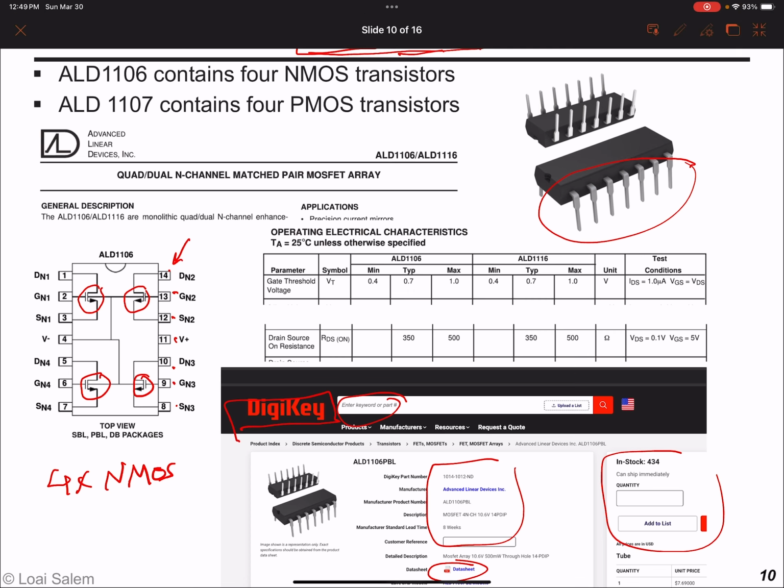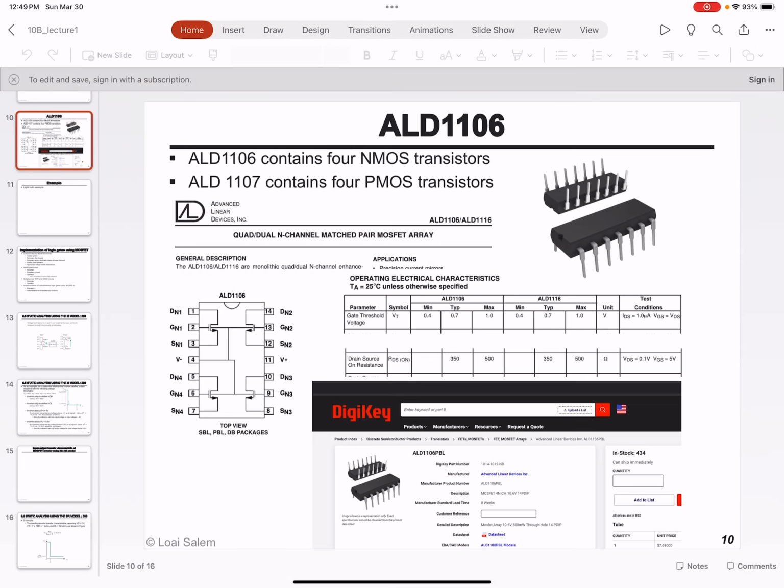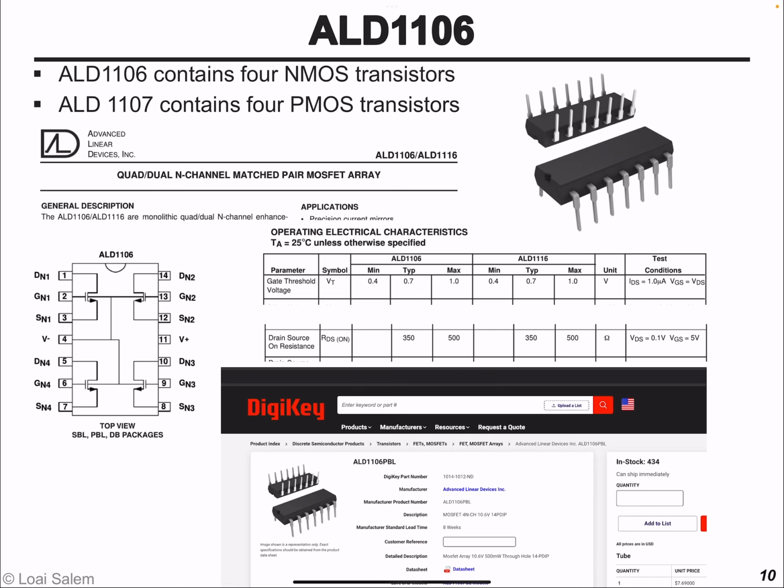Now, one thing about this integrated circuit that contains 4 NMOS transistors.